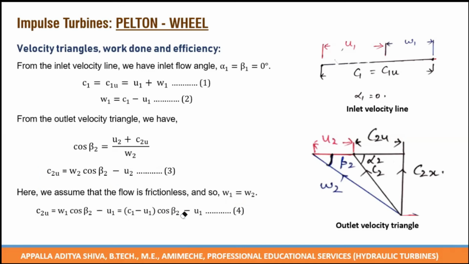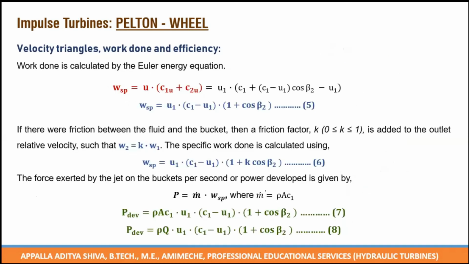Now, work done is calculated by the Euler energy equation. Specific work is what we call here. W specific is the work done. So U into (C1u plus C2u). C1u is equal to C1 from the previous slide, and for C2u we have this relation. So if we take C1 minus U1 common and take it outside, we have U1 into (C1 minus U1) into (1 plus cos beta 2).